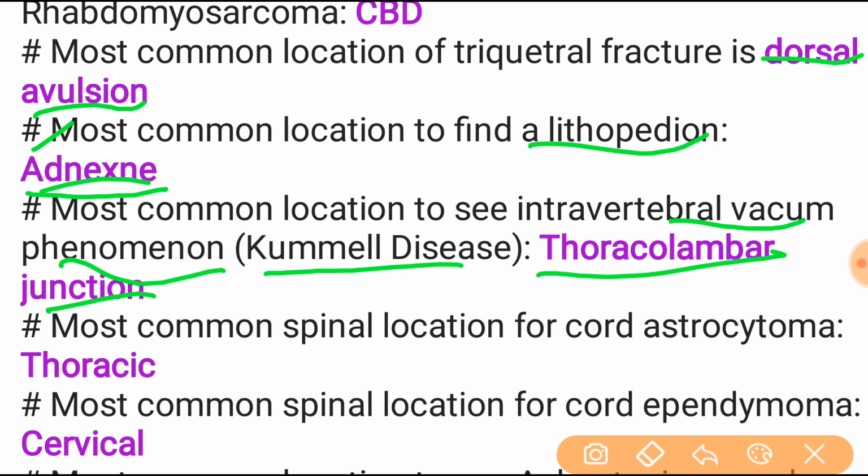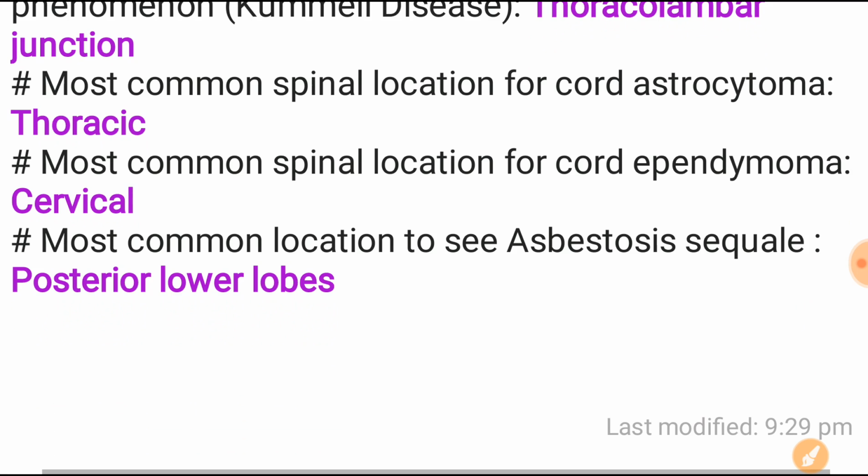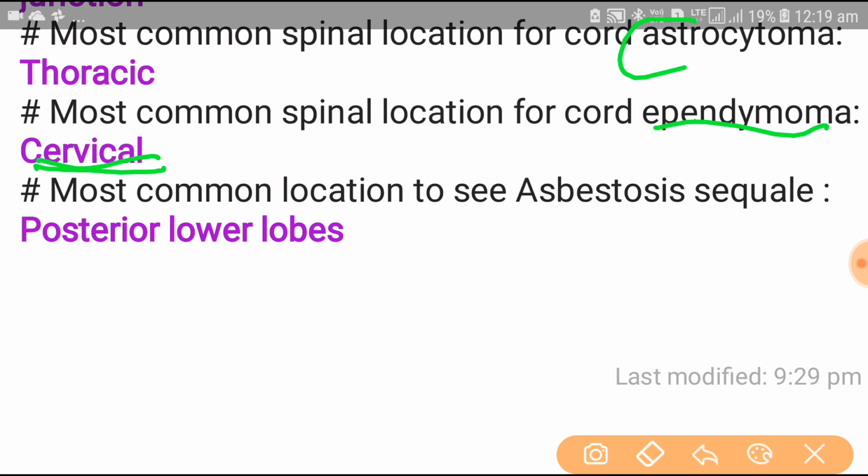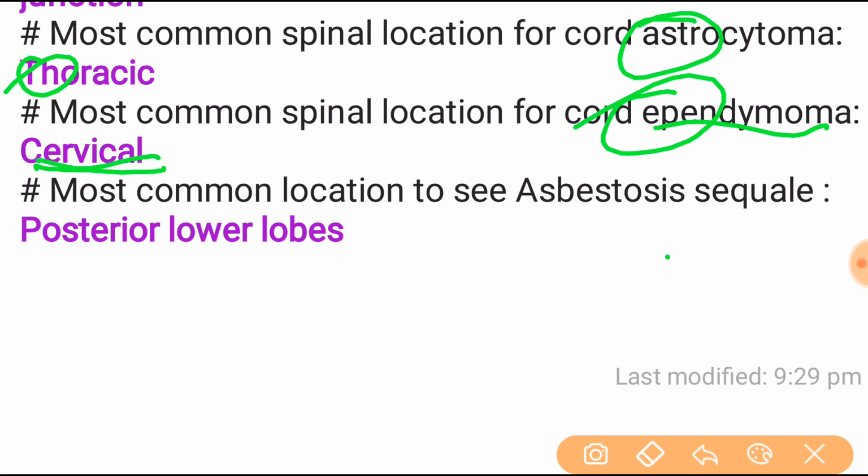The most common spinal location for the cord astrocytoma is the thoracic. Most important. Most common spinal location for the cord ependymoma is the cervical. Okay, astro starts with T, so you have to remember T, thoracic, and in the ependymoma, E is like a C, so cervical.